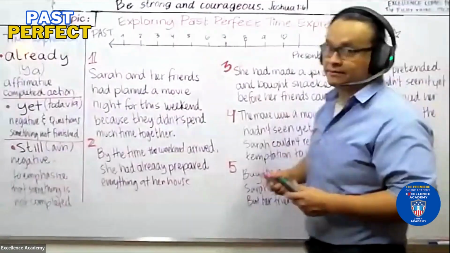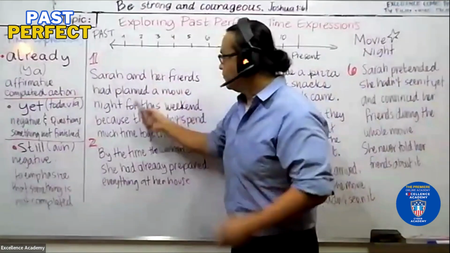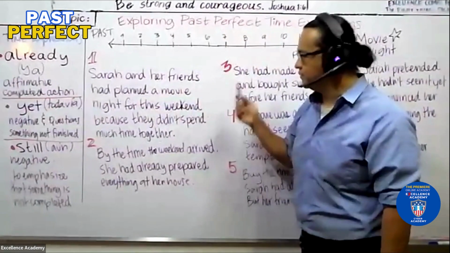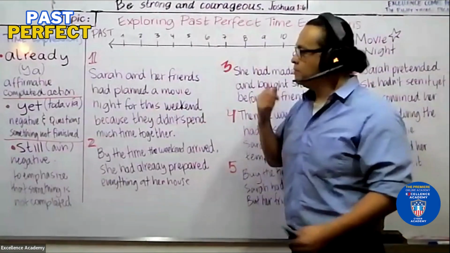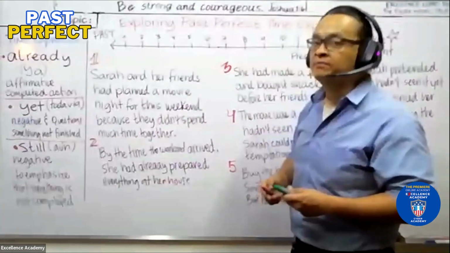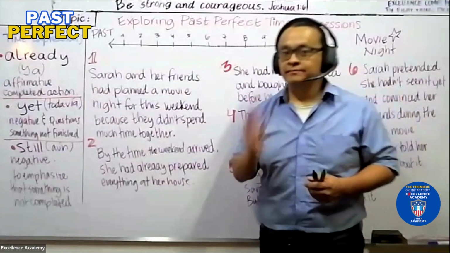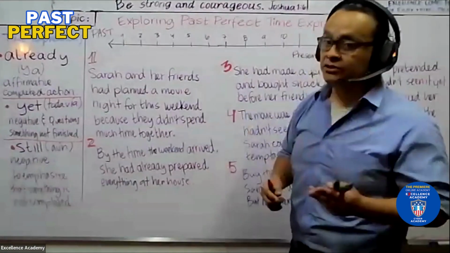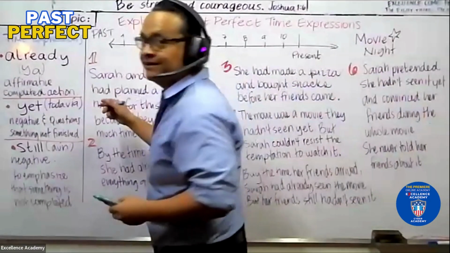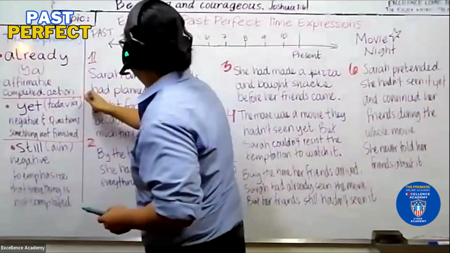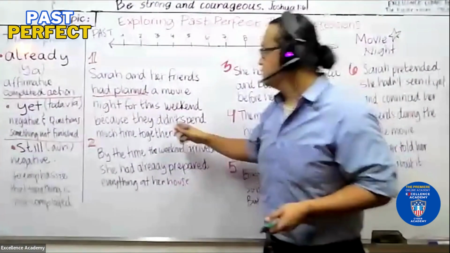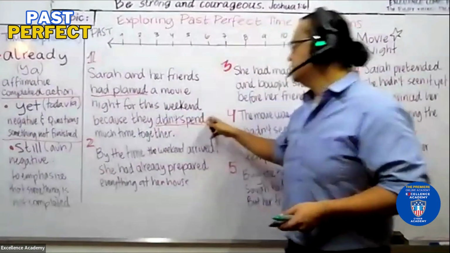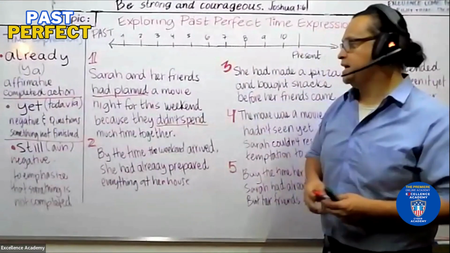Okay, so number 1. Sarah and her friends had planned a movie night for this weekend because they didn't spend much time together. So how many past tense events can you see in paragraph number 1? Can you see them? There are actually 2. Yeah, had planned. You got it. So we have 2 past events. Very good. Had planned. And what was the other one? Didn't spend. Yeah. You got it.